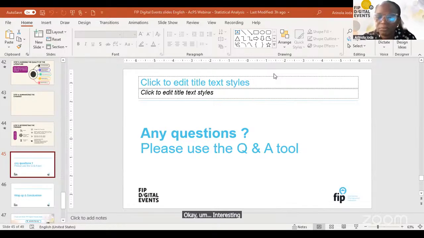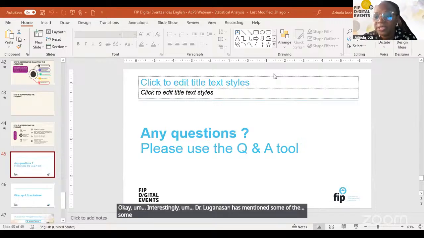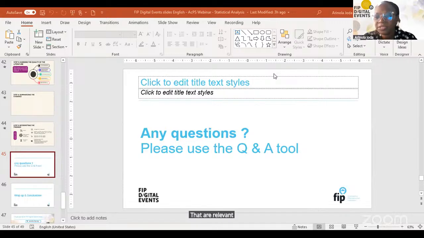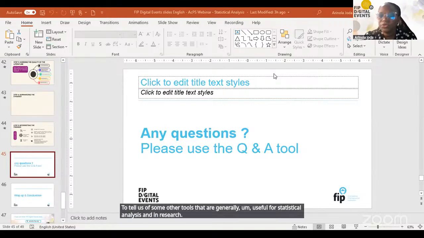Interestingly, Dr. Loganathan has mentioned some tools that are relevant for systematic reviews. And I'm going to be asking Dr. Jato to tell us of some other tools that are generally useful for statistical analysis and in research. Over to you.